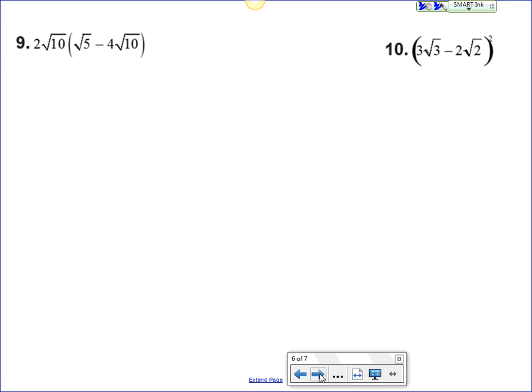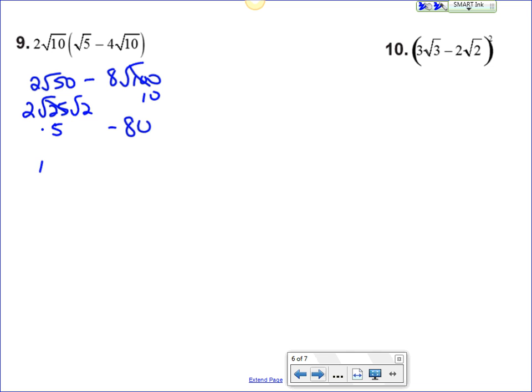Okay, how about these next ones? So if I distribute here, 2 root 10 times root 5 would be 2 root 50. And if I distribute on the second one, I'd get an 8 root 100. Well, root 100 is really 10, so it's 8 times 10, which would be 80. And then root 50, there is a perfect square in that, which is 25 times 2. So that's really a 5. So 2 times 5 is 10 root 2 minus 80.